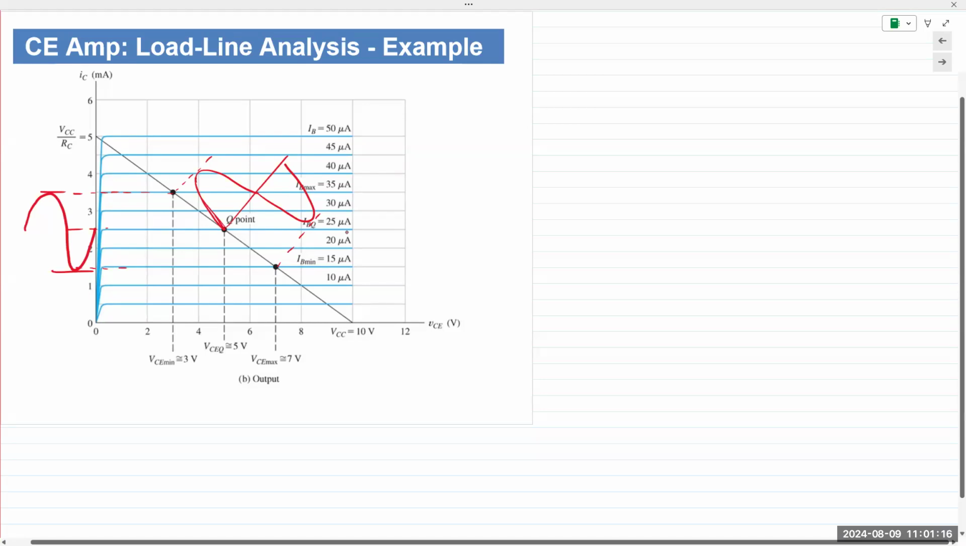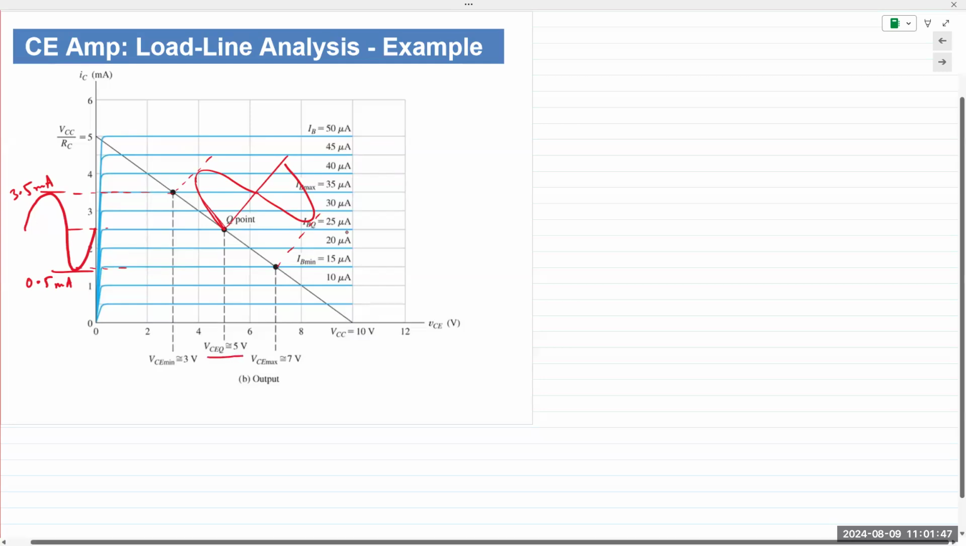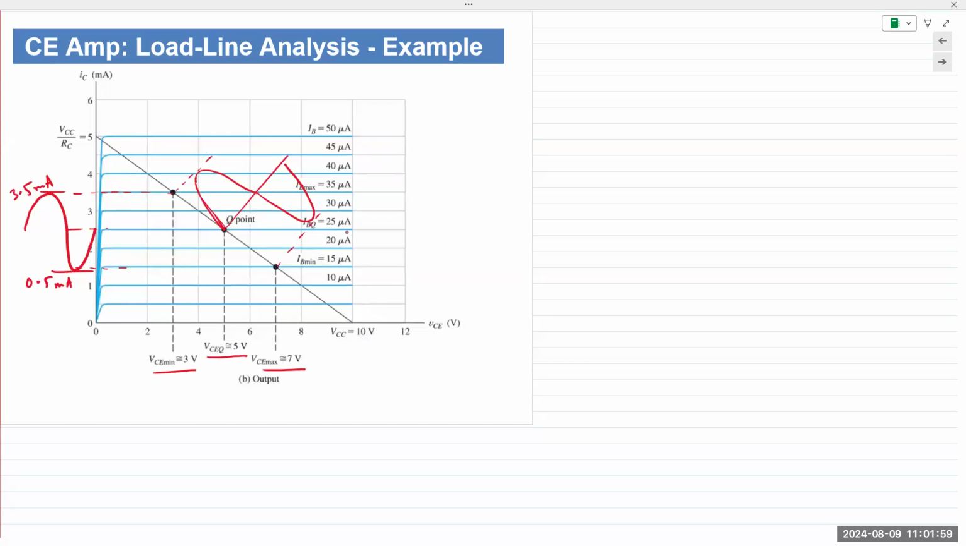This is in milliamps. So I obtain what? 0.5 milliamps, going all the way up to 3.5 milliamps. Again, kind of factor off, let's see, 35, 30. So factor of 100, beta is 100. But look at what is happening to VCE. When you extend the intersection points to VCE, you obtain VCE between 3 and 7 volts. Oh, this is the output current. Sorry, 1.5 milliamps to 3.5 milliamps.